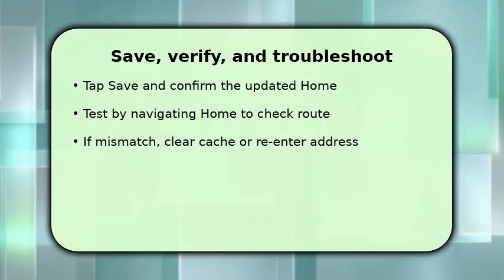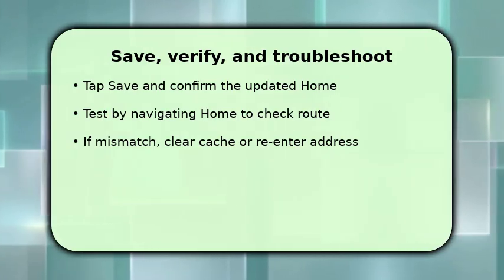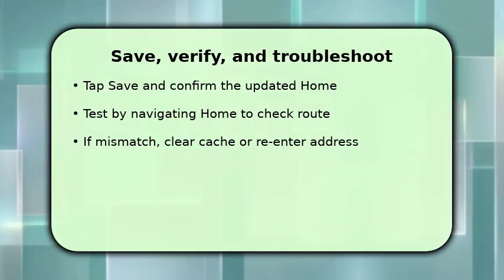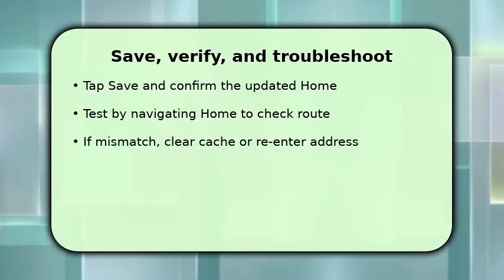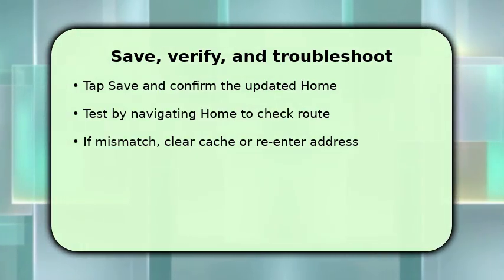If Waze still shows the old location, sign out and back in, or clear the app cache and re-enter the address. This forces a sync. If problems persist, update the app and check location permissions so Waze can access your device's GPS.